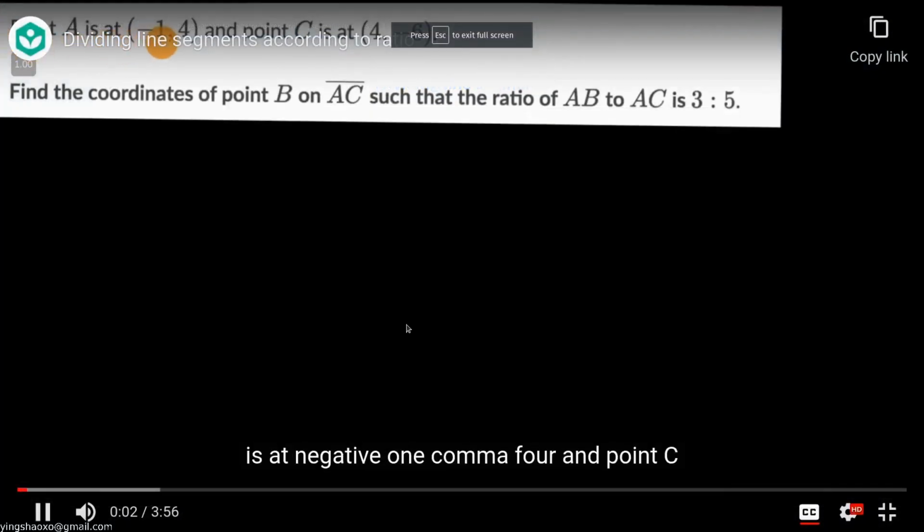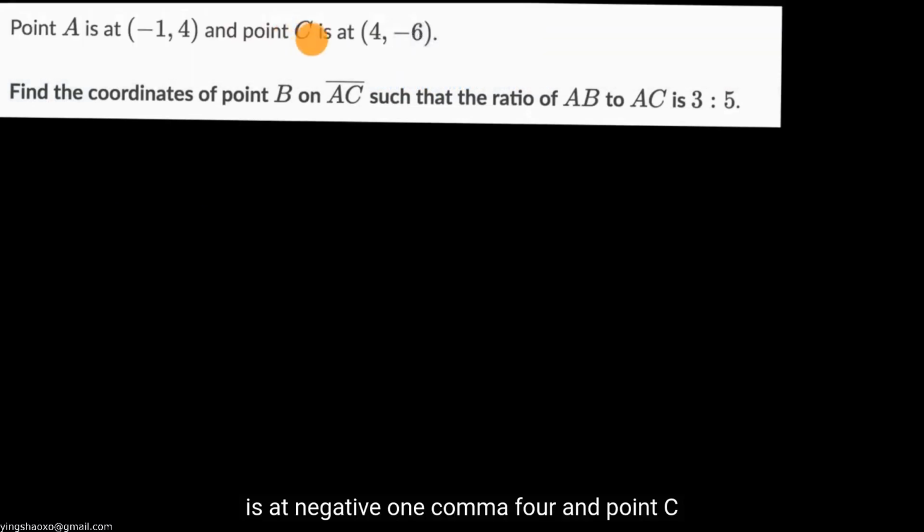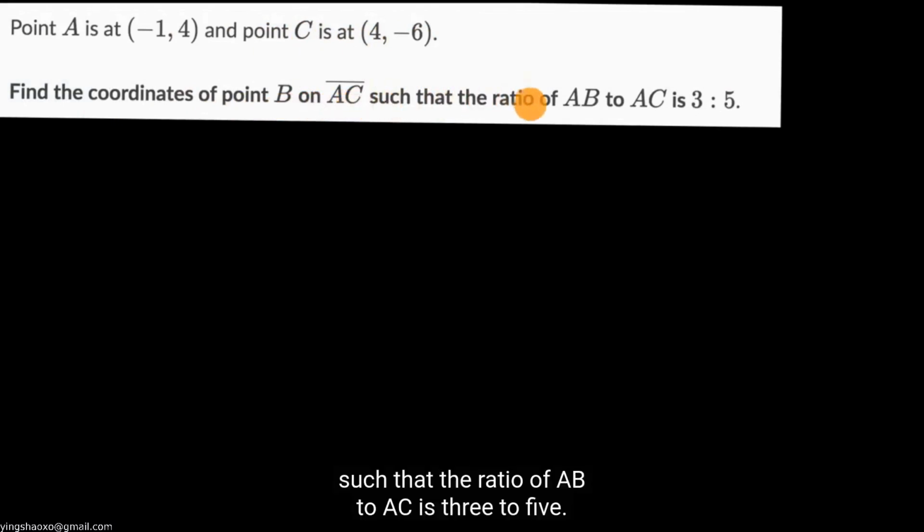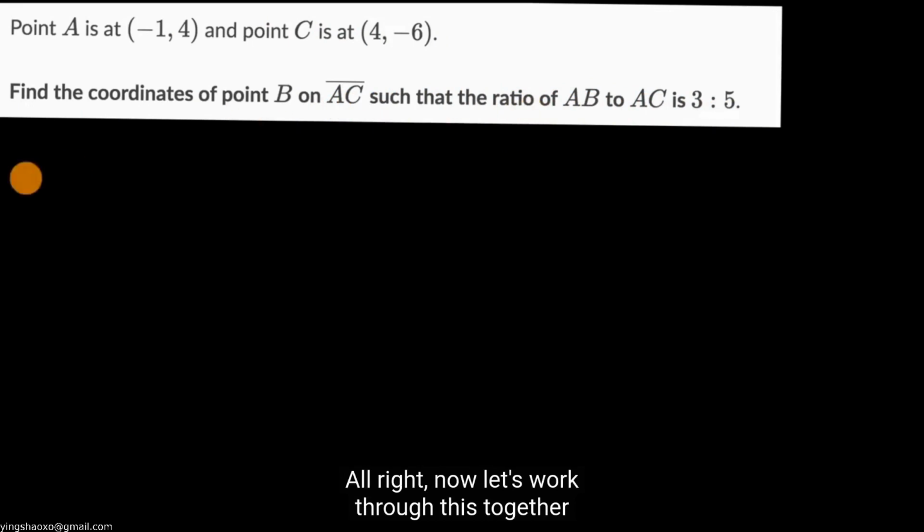Point A is at -1, 4, and point C is at 4, -6. Find the coordinates of point B on line segment AC such that the ratio of AB to AC is 3:5. So pause this video and see if you can figure it out. All right, now let's work through this together.